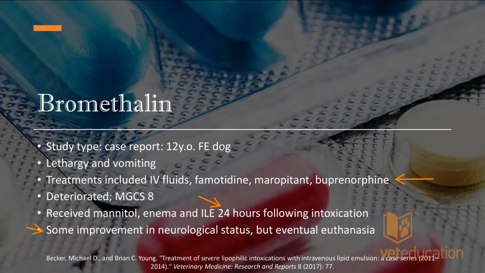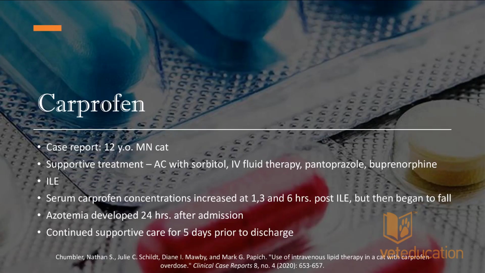So we don't really have a clear idea based on this case report as to whether or not it may have been more helpful if there had been subsequent doses, but there was some improvement in neurological status 24 hours after a toxicity. Would we expect that anyway? It's hard to say, isn't it? But that's the evidence that we have based on that case report.